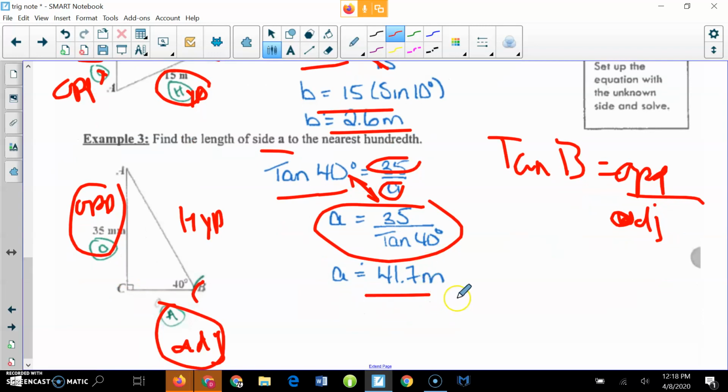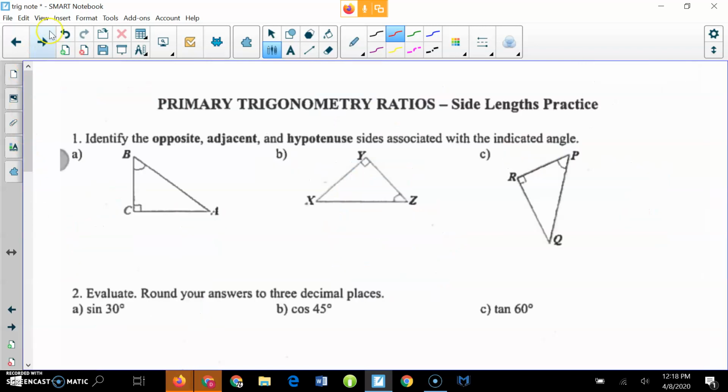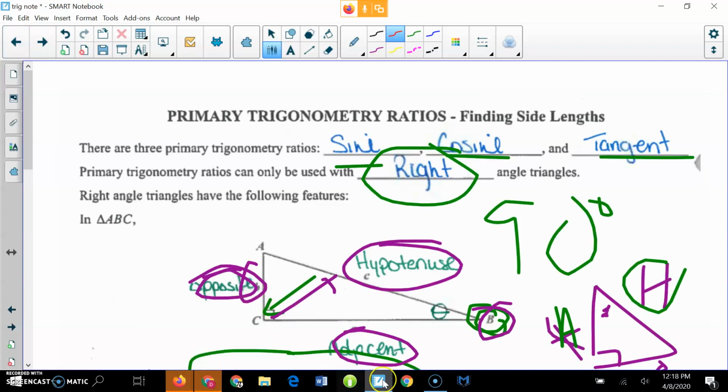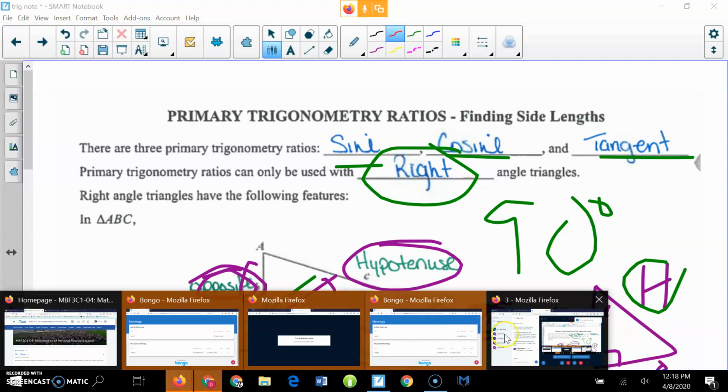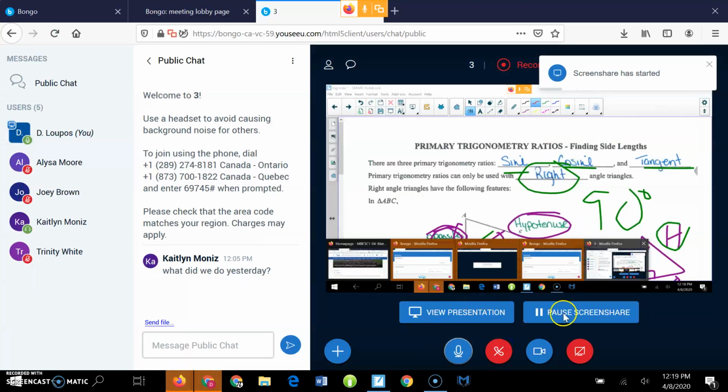All answers to 1 decimal. That's a common question: how many decimals? One decimal is perfect. So check out the homework next. If that confused you, write me an email. Watch this video again. Take your time. And that is the note in its entirety. Let me go back to here, and then that is that.